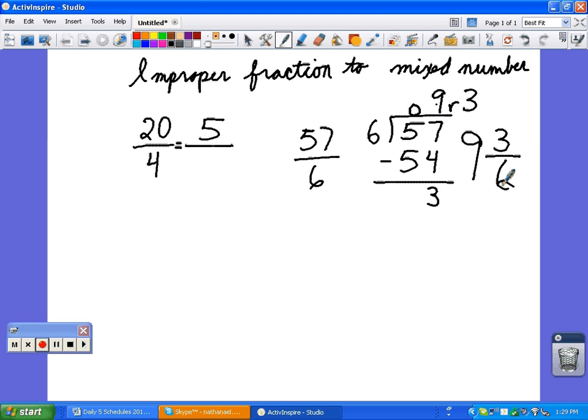Now, 9 3/6 is mostly correct, like we say in class. We have to make sure that our fractions are in simplest form. So 3/6 is equal to 1/2. So the answer for this problem is 9 1/2.